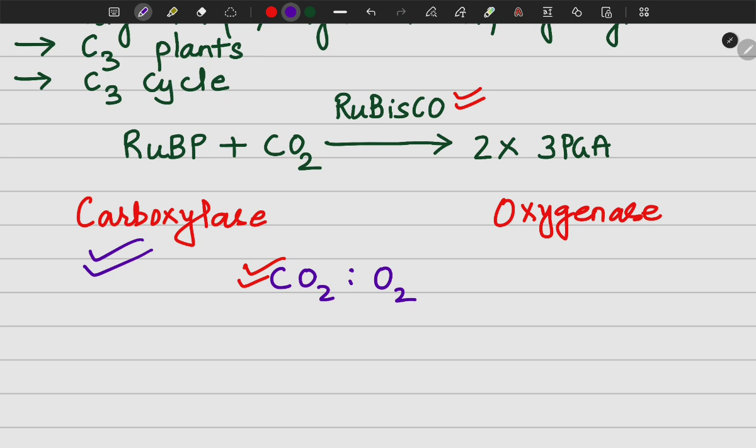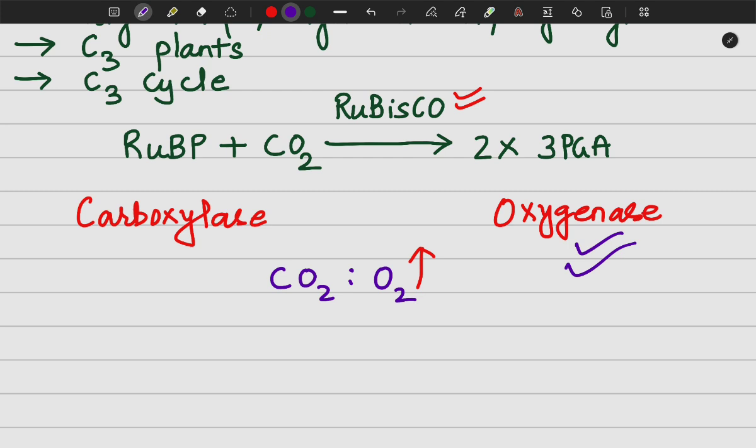But in case when the concentration of oxygen is more as compared to the carbon dioxide, if the concentration of oxygen increases more than carbon dioxide, then it shows oxygenase activity. So instead of adding carbon dioxide, it will add oxygen. And this is exactly what happens in photorespiration. So what happens in photorespiration?